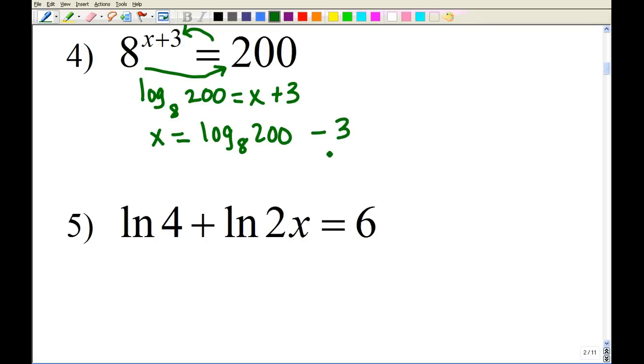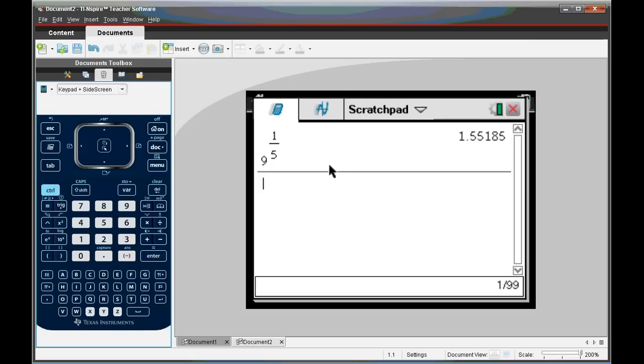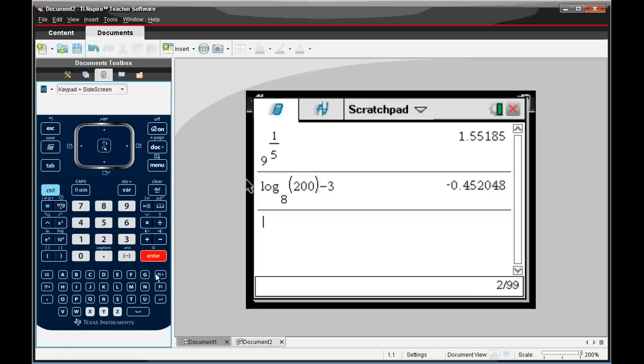So this is where we switch over to the calculator, and we'll type in. So we'll go to the log, so that's control this 10 to the x. That'll give us a log. So we have log base 8 of 200, then go out of the parentheses, then the minus 3, and we get negative 0.45.